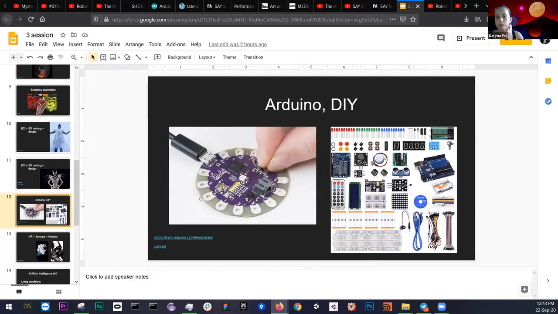On the left is Lilypad. It's one of the types of Arduino. It works with these nets connected to your body. If you're interested, you can just check out the information on the internet.